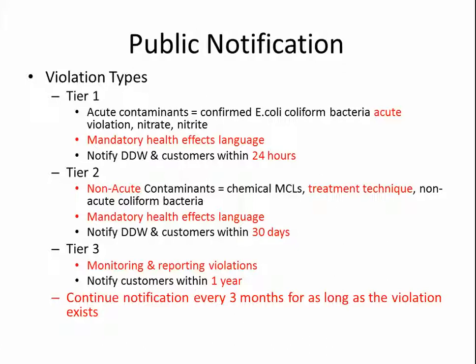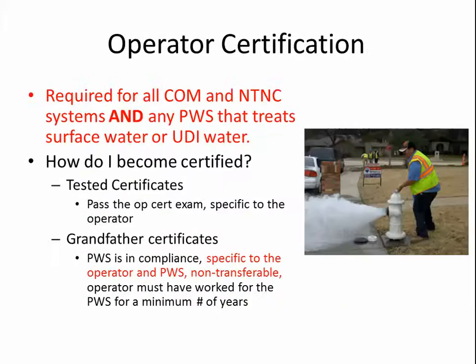Tier 3, you have 1 year to notify, and these violations are just failure to monitor and report violations. Once you do have a violation, you have to continue notification every 3 months for as long as the violation exists. So that is public notification. And we're going to pause here and start section 4.